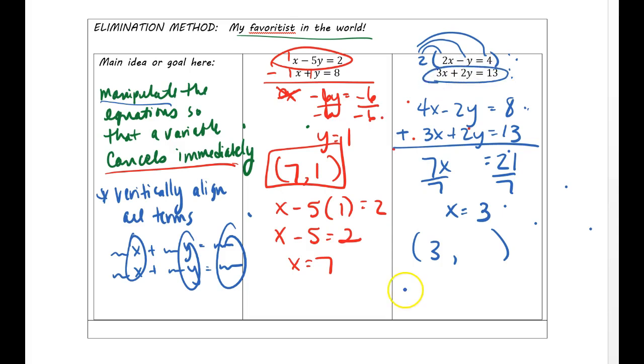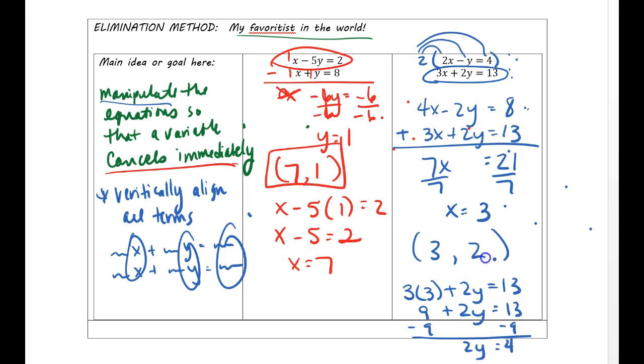So, 3 times, this x is 3, so plug it in next to it, plus 2y equals 13. 3 times 3 is 9. Recopy the 2y, recopy the 13. I'm trying to solve for y, so let me subtract 9 from both sides. 13 minus 9 is 4, so y must equal 2. Divide by 2, divide by 2.